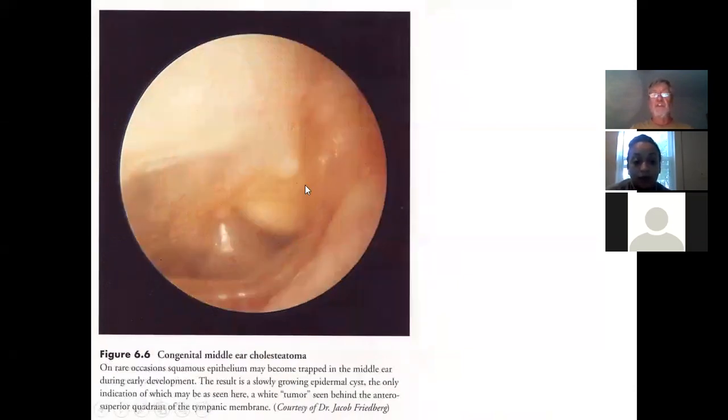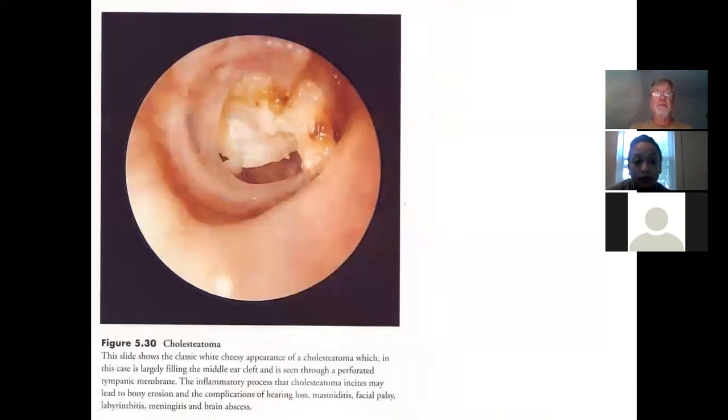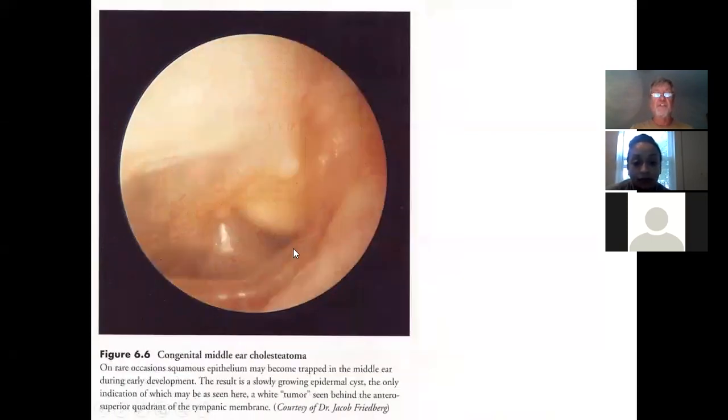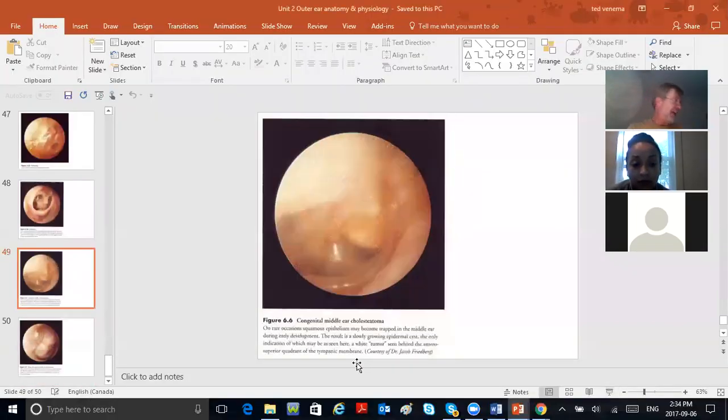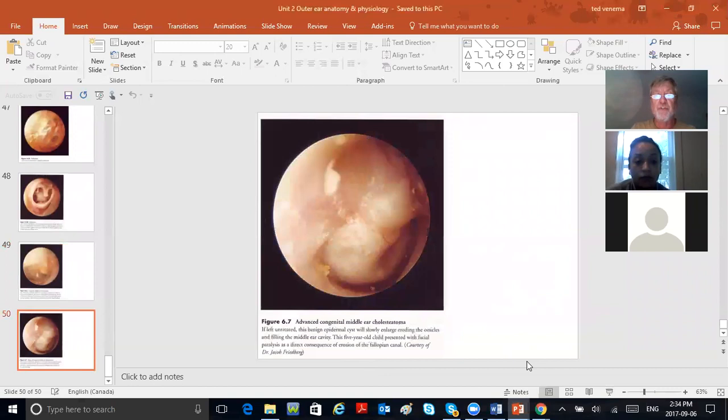Here's early cholesteatoma again. Remember I showed you that one over here? Here's an earlier stage of cholesteatoma. Sometimes it gets trapped inside the middle ear. Anyway, we have gone about 5 or 6 minutes over our time, but you get the general picture here. Oh, here's the last picture. Just one picture short.